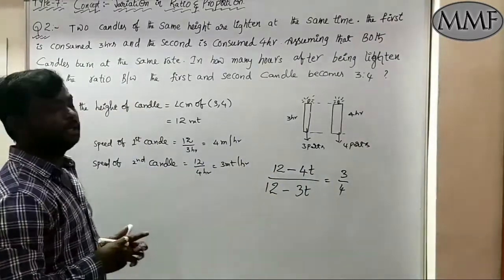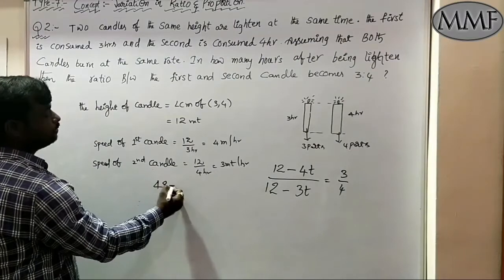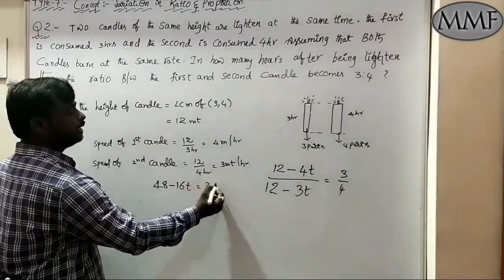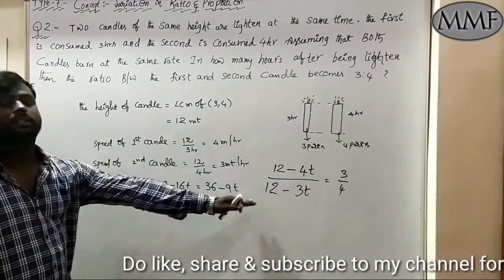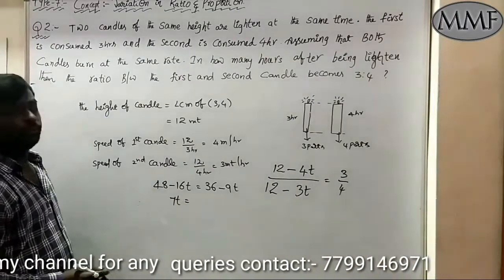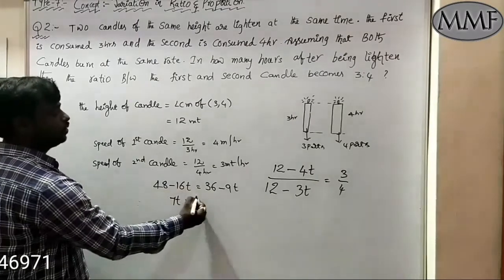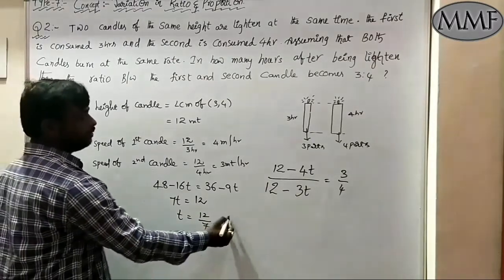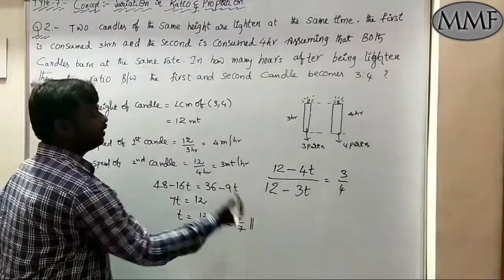Now, just cross multiplication. See here. 12 fours are 48 minus 4 fours are 16T, is equal to 12 threes are 36 minus 3 threes are 9T. Turn that side: 16T minus 9T, 7T is equal to 48 minus 36. 48 minus 36 is 12. So T is equal to 12 by 7. How much will you get? 7 ones are 7, 5 by 7. Clear? So this is what the question asked.